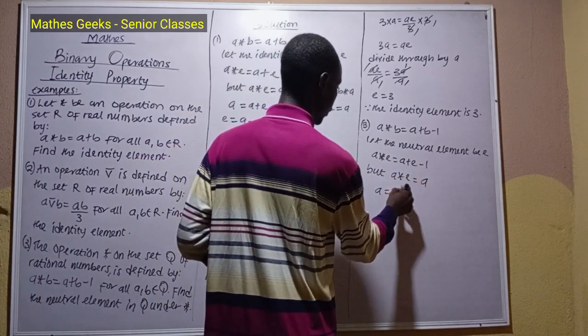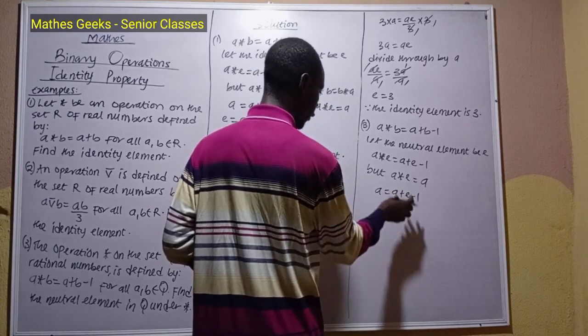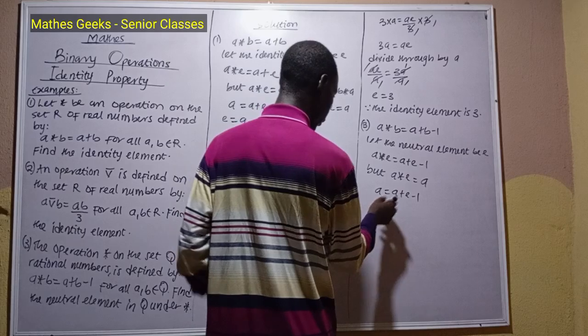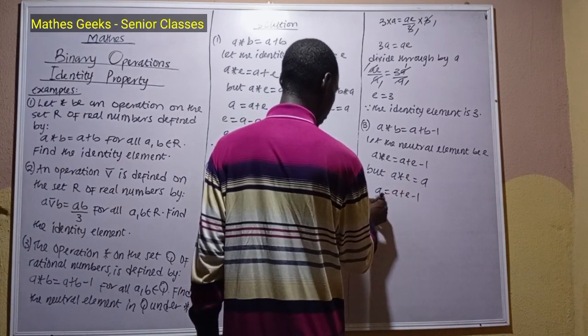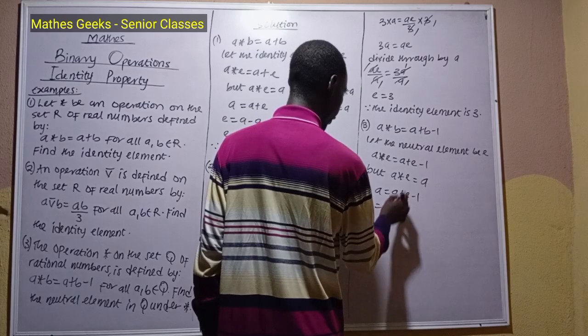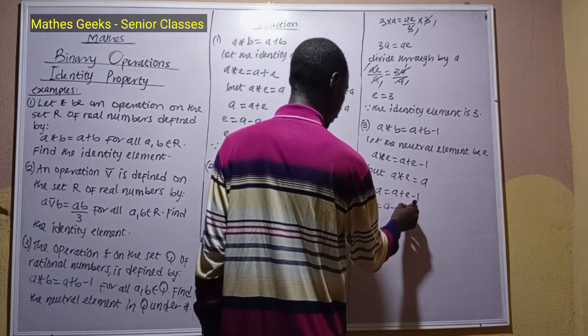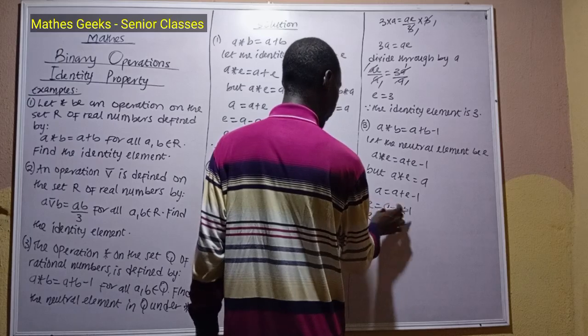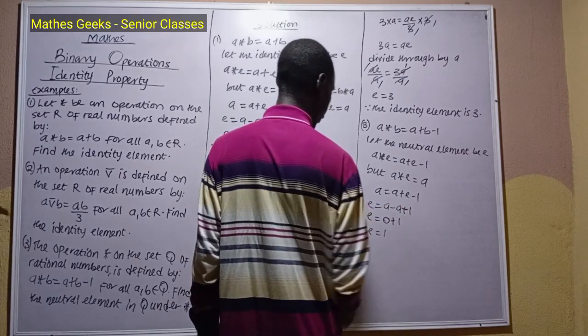So E is equal to E plus E minus 1. We want to make E the subject of the formula. So first thing, bring every other thing to this side. So A will come here, minus will come over here. So E is equal to E. This one will come over to become minus. This one will cross over to become plus. So E is equal to E minus A is 0 plus 1. So E is equal to 1.